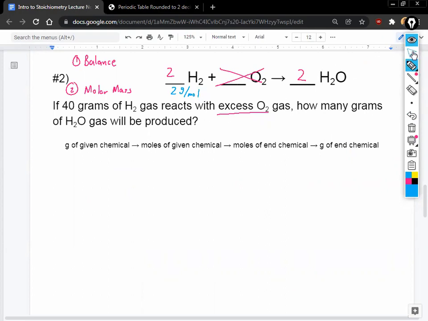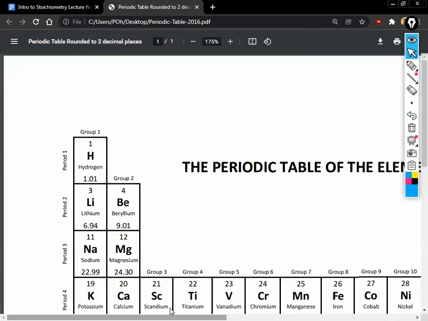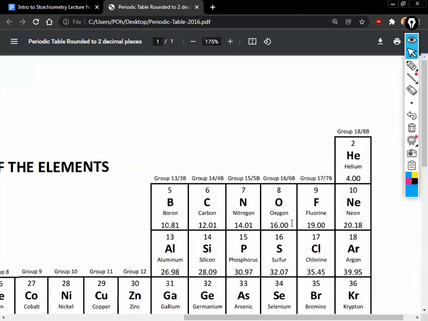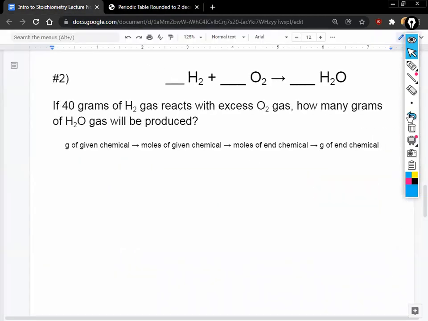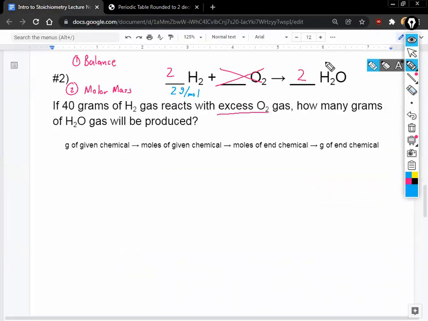Now for H2O, it has 2 hydrogens and 1 oxygen. So we know the hydrogen is 1. The molar mass of oxygen is 16. So that means the molar mass of water, H2O, is going to be 1 plus 1, because there's 2 hydrogens, plus 16. And what's the molar mass of H2O then? Yeah, 18 grams per mole. So that's step 2. Step 2 is just finding the molar mass.